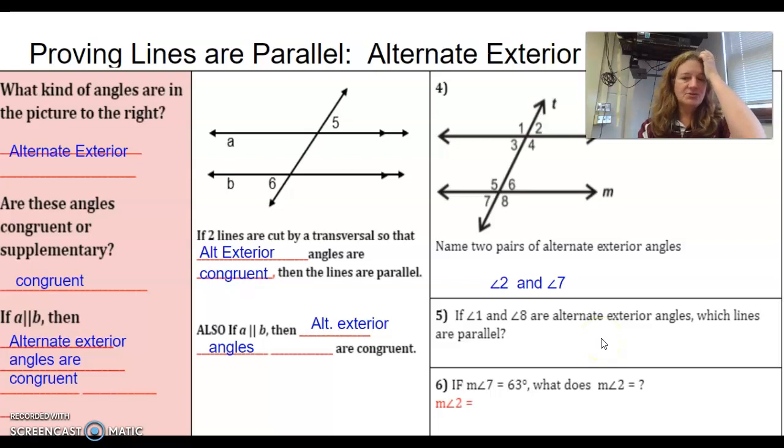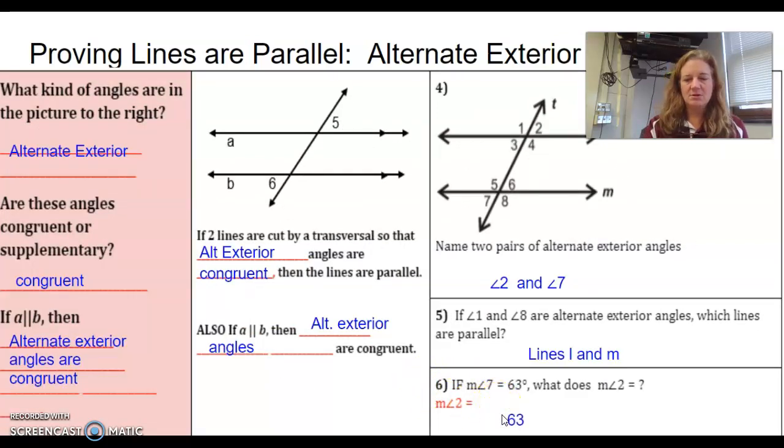1 and 8 are alternate exterior. If 1 and 8 are alternate exterior angles, which lines are parallel? L and M. Because if the angles are congruent, then the lines are parallel. If the lines are parallel, then the angles are congruent. So if angle 7 is 63, how much is angle 2? Well, they're congruent, so it's going to be 63.